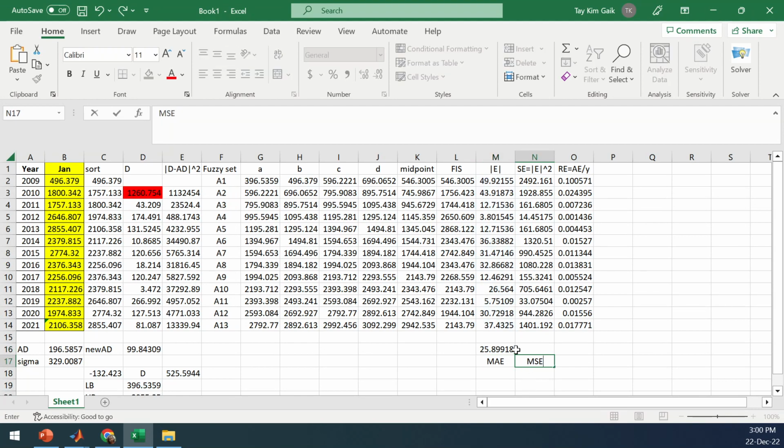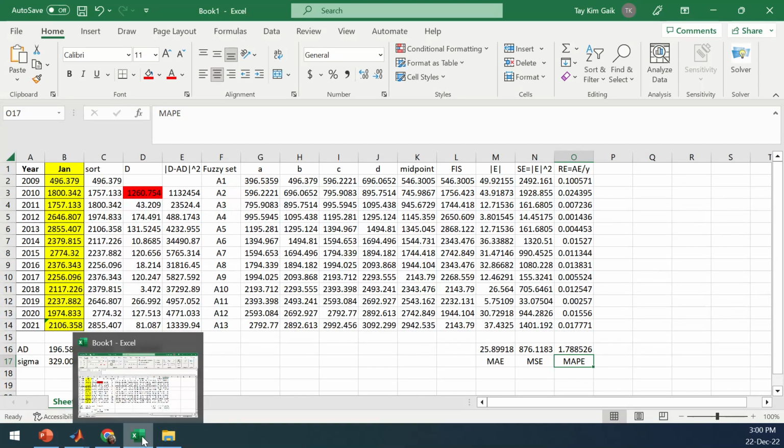When you average all the squared errors, you get the MSE. You can have MAPE: you average all the relative errors, and to make it a percentage, you multiply by 100%. So this is only the January data. So you repeat for February, March until December.